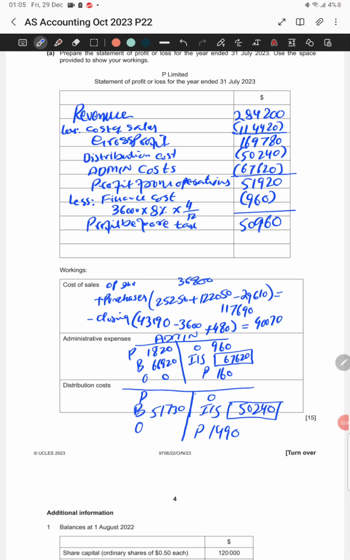Then we minus tax. Tax was given in the question, which was 10,700. We minus it, and we will get 40260 as the profit for the year.